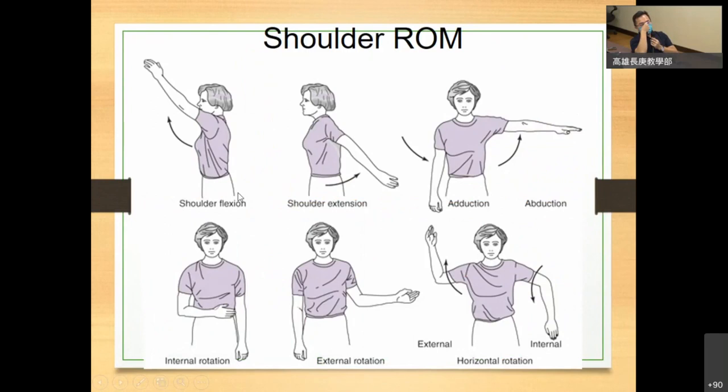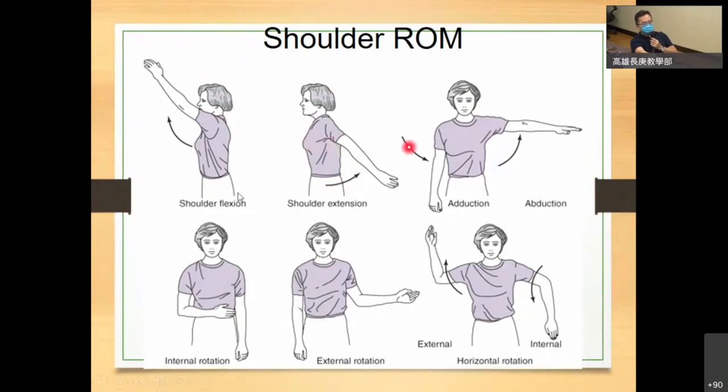I introduced the two practices of hip range of motion and shoulder range of motion. That is because these two parts of our body have the most complicated motion in our bodies. So for these pictures, in the sagittal plane, this means shoulder flexion. Okay, this means shoulder extension.